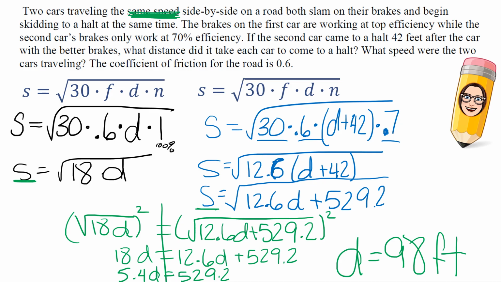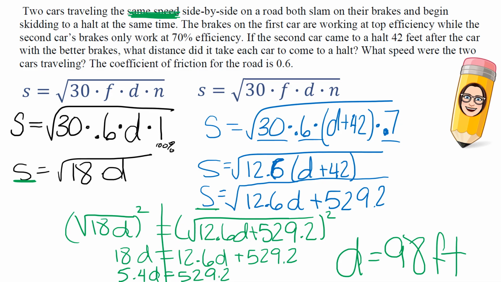So let's take a look at that. Let's see if this makes sense. So we're saying they were going the same speed and they were traveling a distance, or the first car came to a halt at a distance of 98 feet, which means the second car came to a halt at 98 plus 42. So I haven't quite answered the question, right?